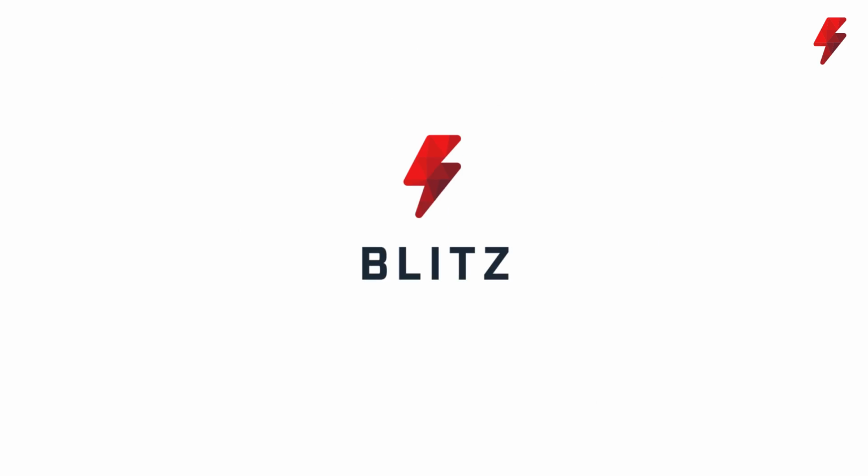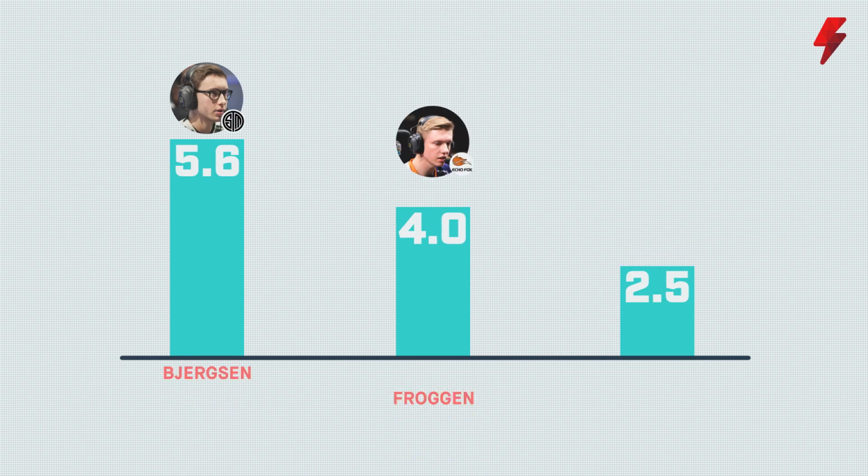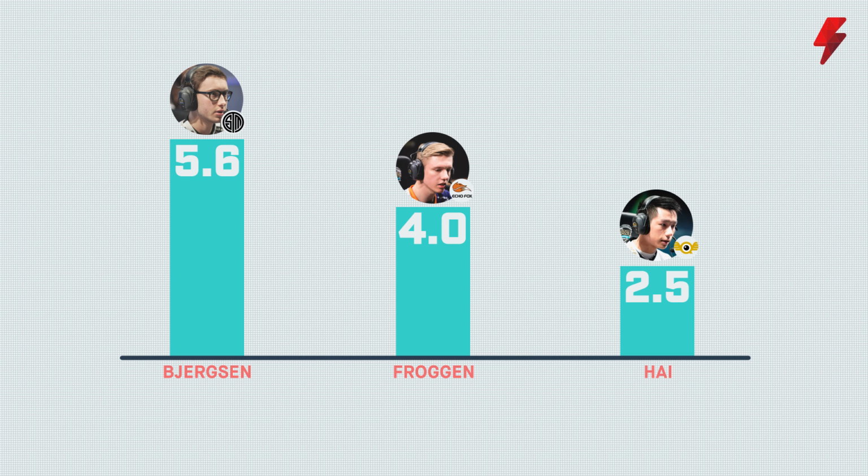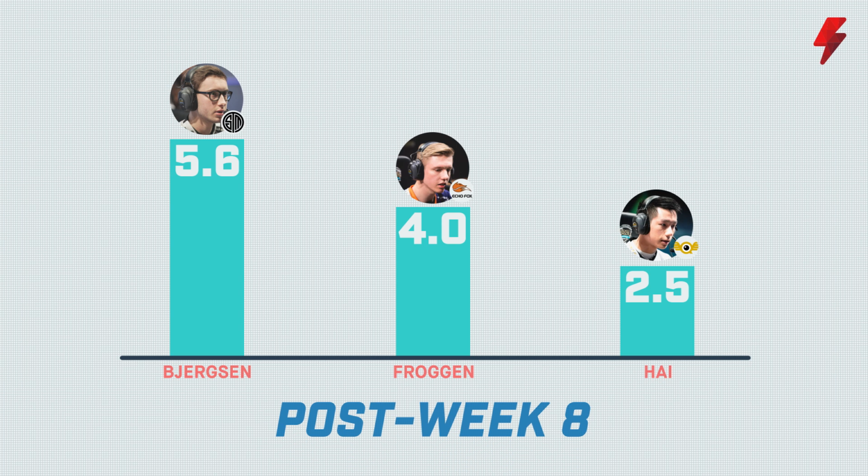Let's dig in with an example. Here are the KDA ratios of 3 NALCS mid laners following Week 8 of the 2017 Spring Split. Based solely on these numbers, Bjergsen has been the strongest performer by far, while Froggen has been a little above average and Hai is way out of the running. But this isn't the whole story, and we'll show you why.